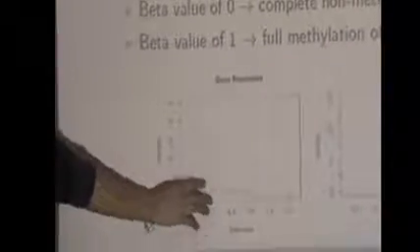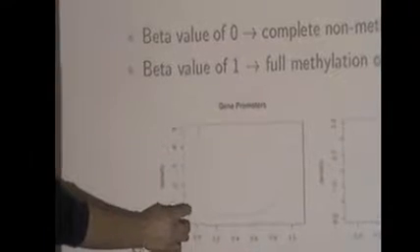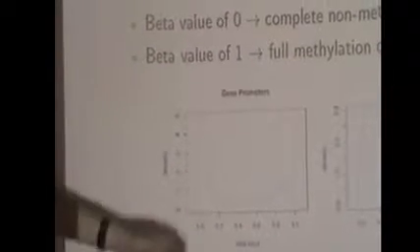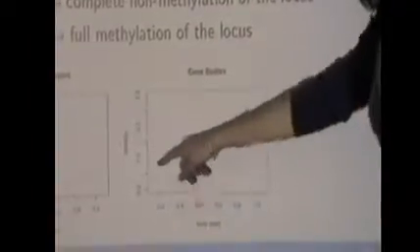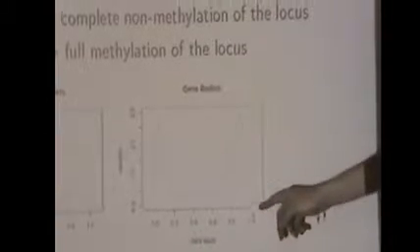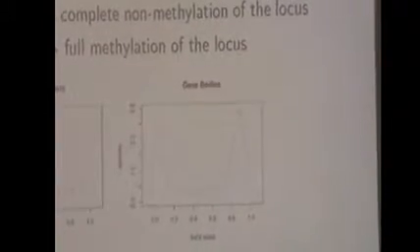Methylated promoters exist, but in general promoters seem to be highly unmethylated, so that they can be transcribed, of course. While when you look at gene bodies, you have two peaks here. So you have unmethylated gene bodies, but you also have a lot of methylated gene bodies.